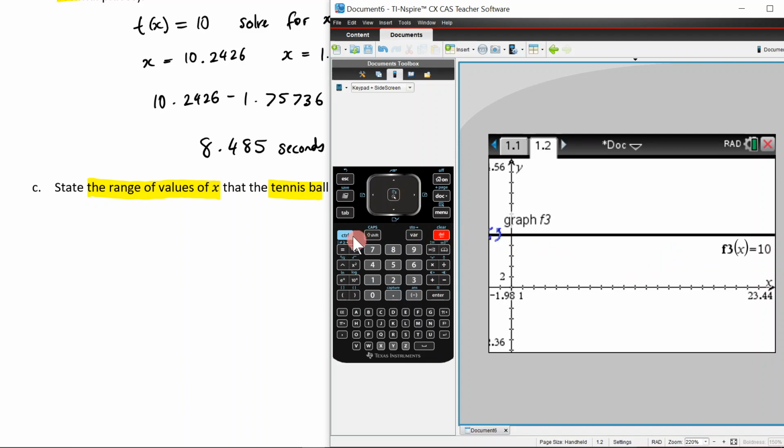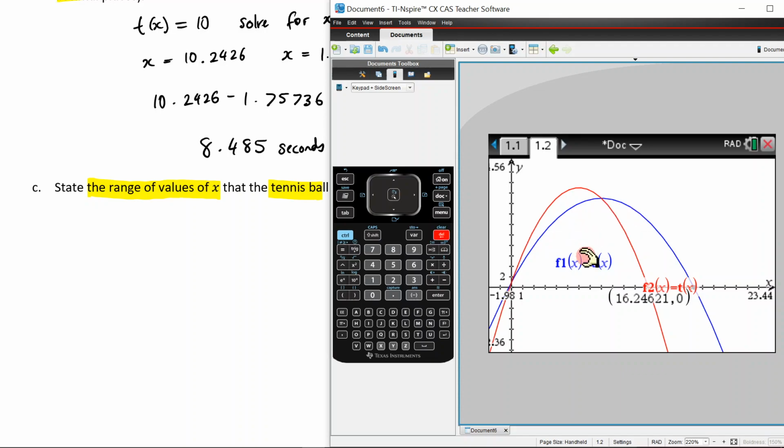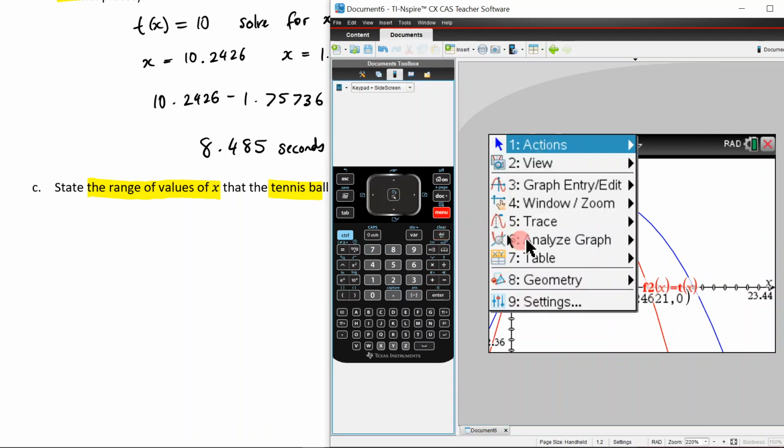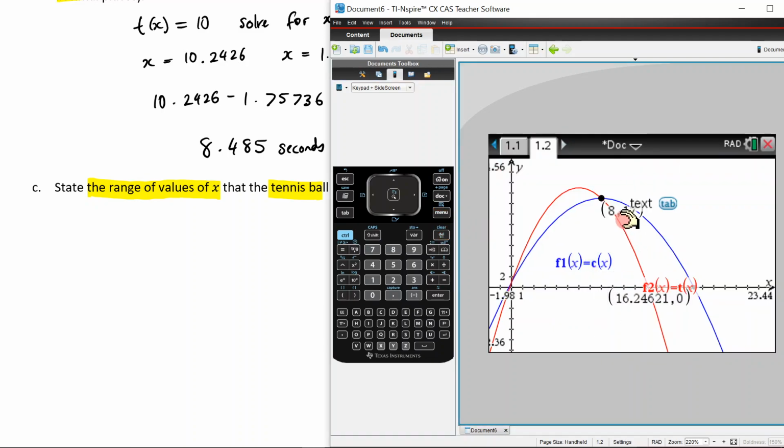Whoopsie daisy. Now I just deleted everything. If we hit Control Z, everything comes back. There we go. So I just wanted to get rid of these intersection points. And I could probably even get rid of that line there. So what I'm going to do is just find this intersection point right here. Menu, Analyze Graph, Intersection. From here to here, it's going to be 8 and 17. So obviously it's going to be higher, so the tennis ball is higher than the cricket ball for 8 seconds.